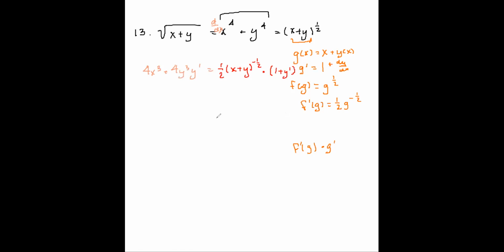So I'm going to go ahead and simplify this out a little bit. This is going to be 1 plus y prime over 2 times x plus y to the 1/2. And that looks really grody, but that's what it is. So now we get to do a bunch of algebra to sort out how to get the y primes together, right? Let's do it.